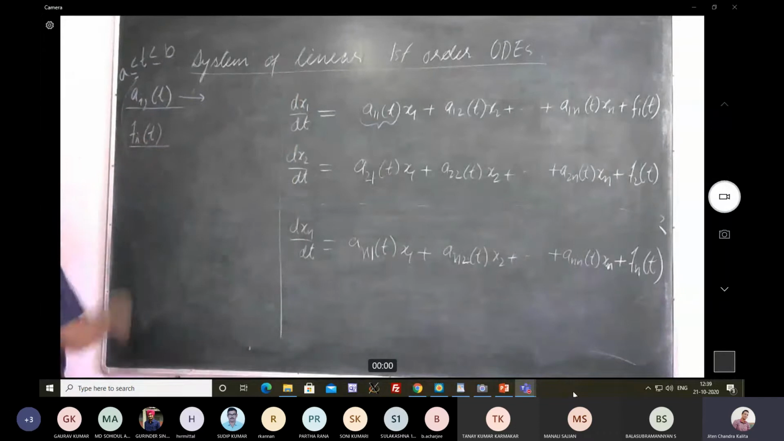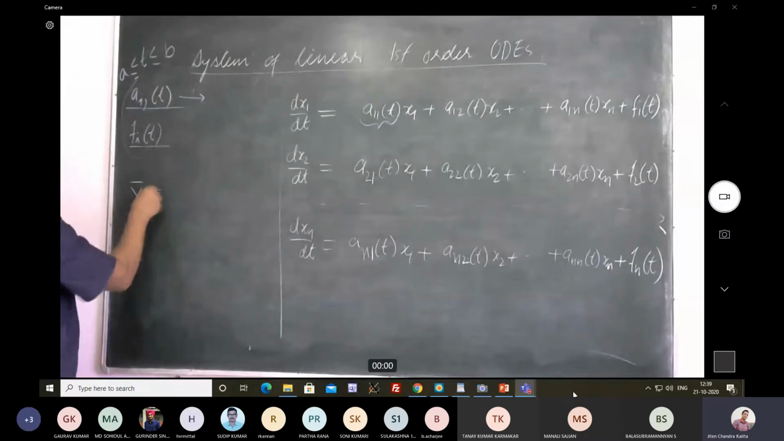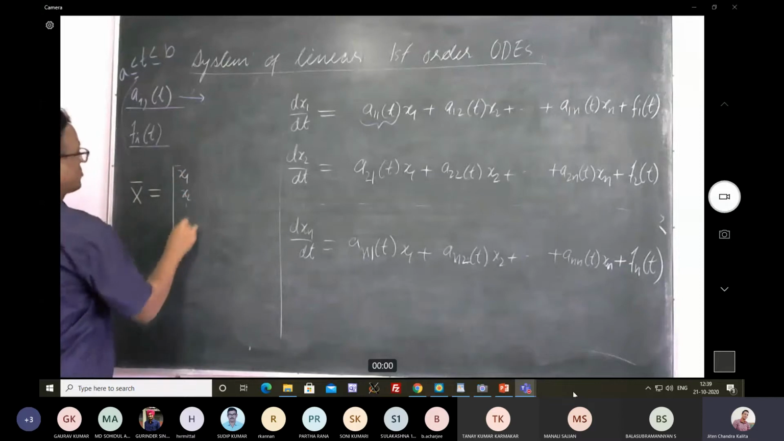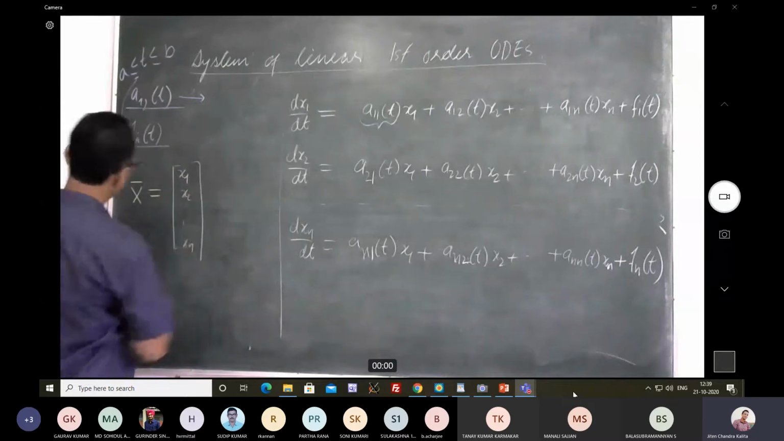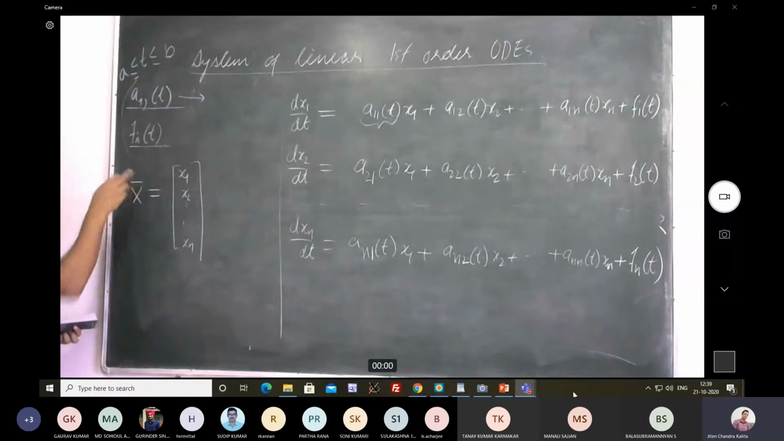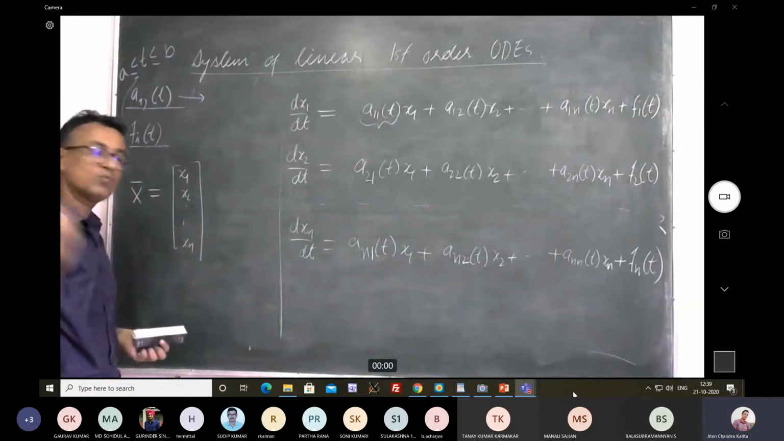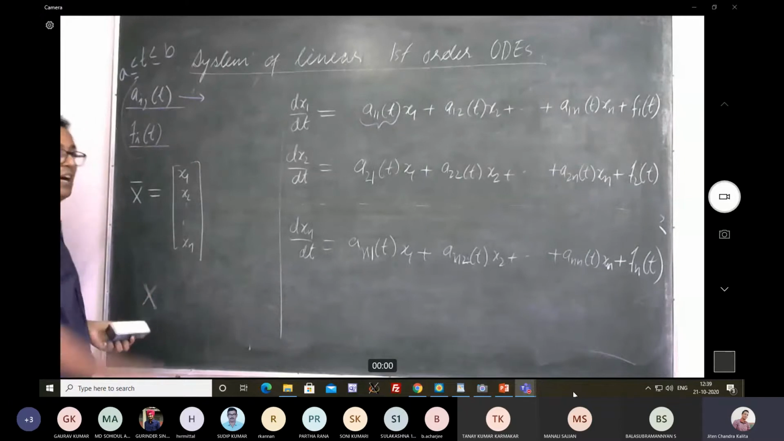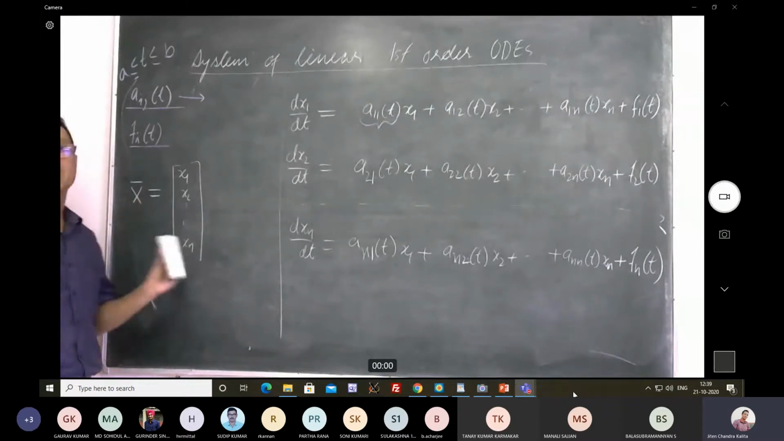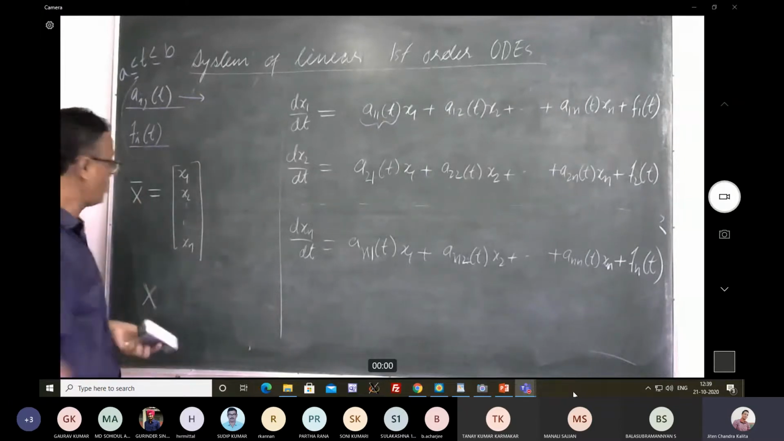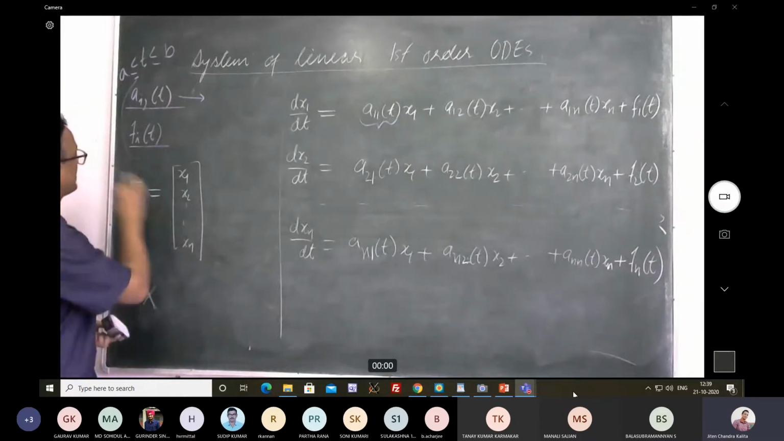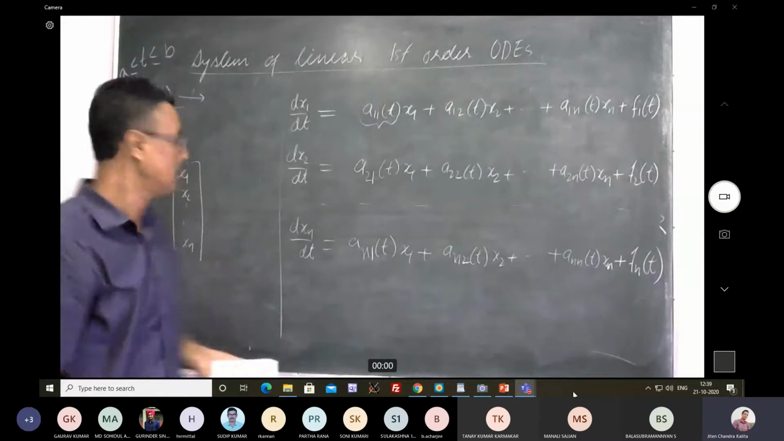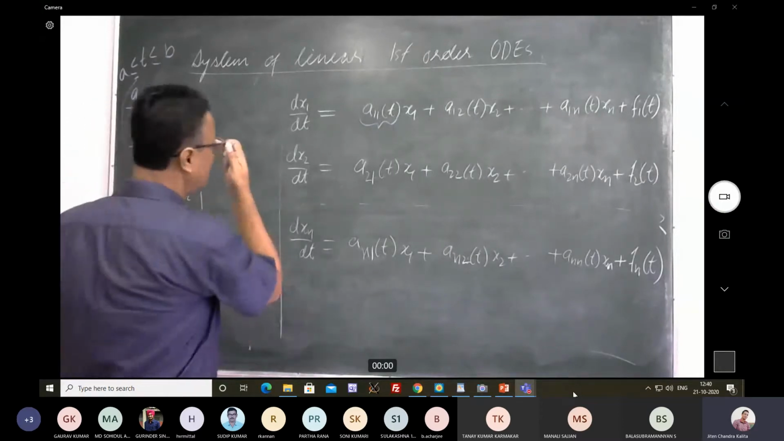For that, we write this as a vector x1, x2 to xn. Here I am putting a bar over it because in the books, if it is written in boldface, it is a vector. I don't have that facility here, or I can make it bold, but it is going to take a lot of effort. So from now onwards, whenever I put a bar over a variable, that represents a vector. Okay, fine.